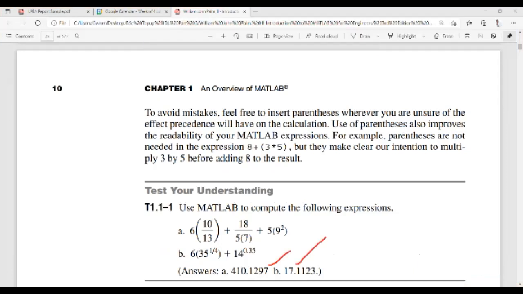Okay. So you see, we have this: 6 into bracket 10 over 13. And we also have this, plus 18 into bracket 57 over 57. Then we have 5 times 9 squared. Okay, so we are going to do the A first. So let me clear. Let's go to MATLAB window.